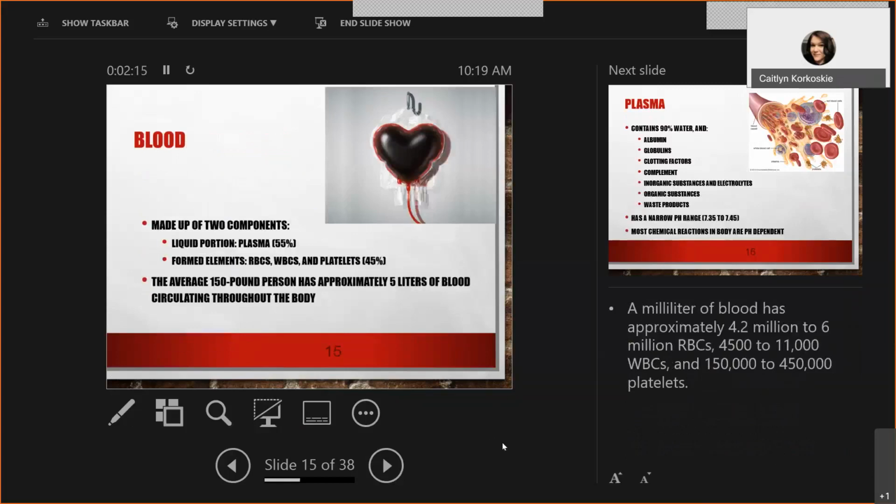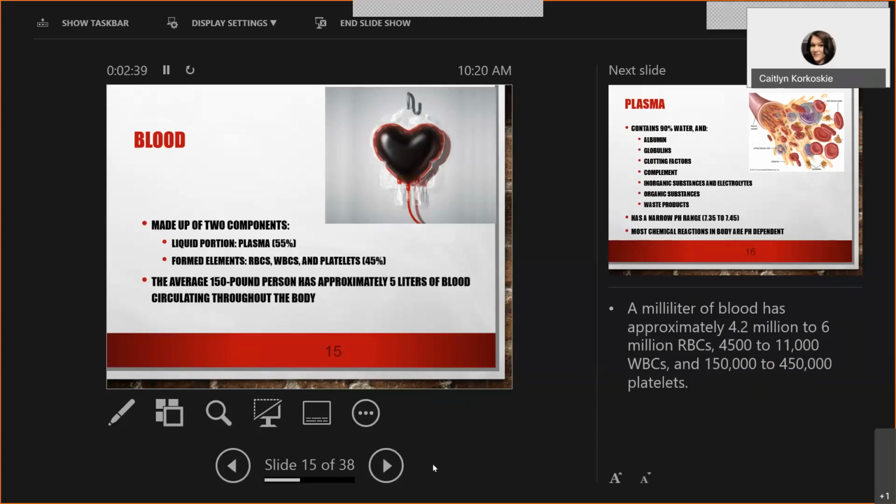Your blood is made up of two components. You have the liquid portion, which is the plasma, which I'll show you a little photo of. The plasma is that yellowish substance when we spin down the blood. And then you have the red blood cells, the white blood cells, and the platelets. But 55% of your blood is actually the plasma.